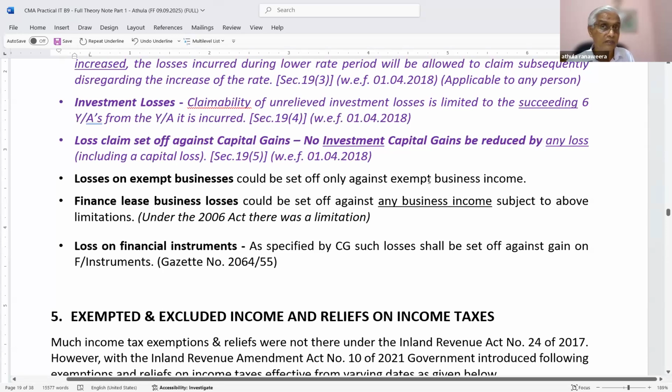Is it clear? Actually, this particular client discussed this issue with me today. I said, no, under the law, you can't do that.